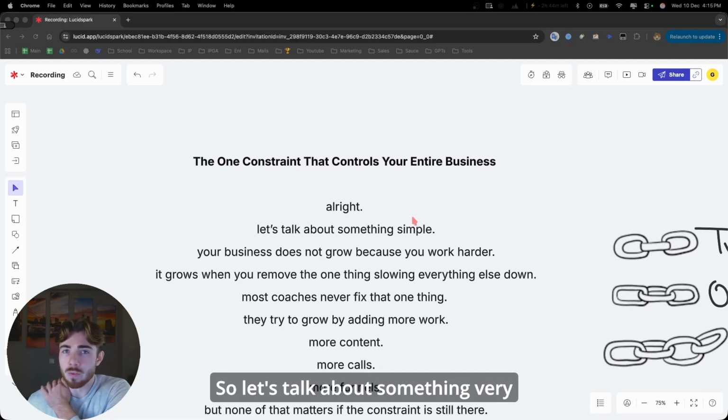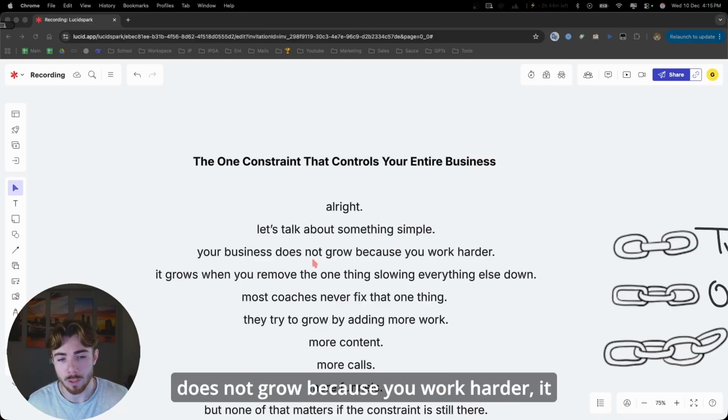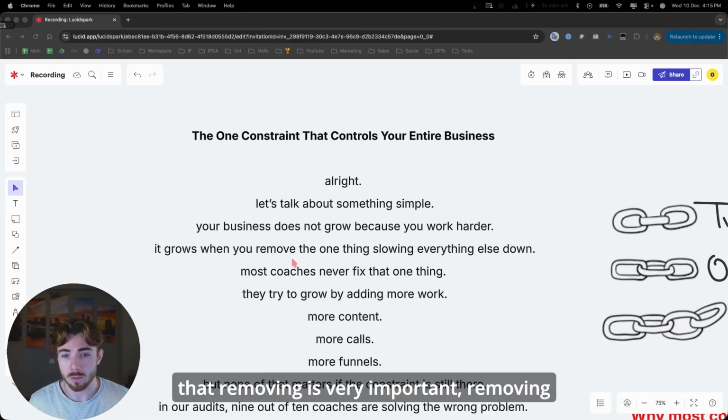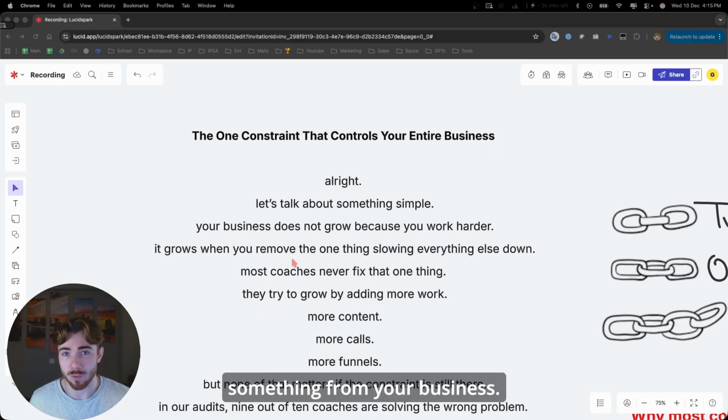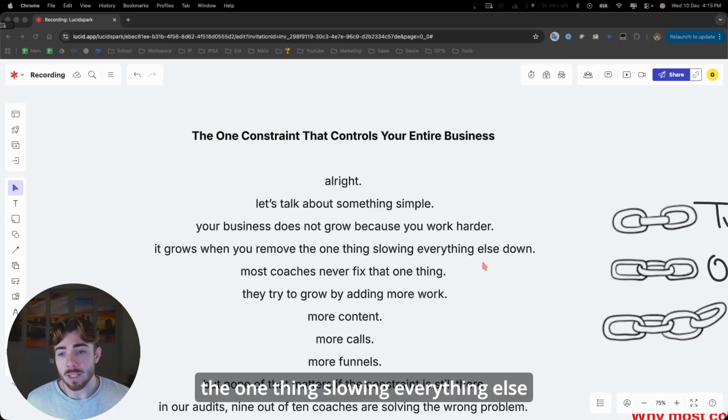So let's talk about something very simple, right? Your business does not grow because you work harder. It actually grows when you remove. And I want you to understand that removing is very important. Removing something from your business. It can be something that you hate, or maybe something that you felt was working but didn't work. And basically, removing the one thing slowing everything else down.